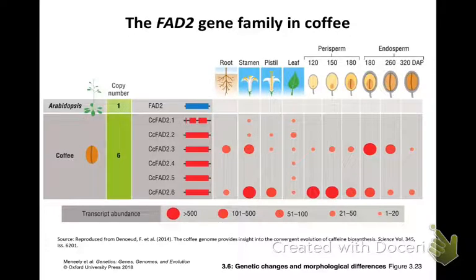Some of them are expressed in huge numbers, and there are lots of these genes, expressed in huge numbers for these great aromatic qualities. You can see that FAD2 exists in Arabidopsis. It's not really expressed in any of those tissues in Arabidopsis, because no one really cares how their Arabidopsis smells, believe it or not.